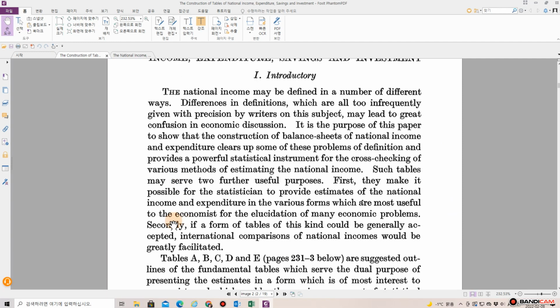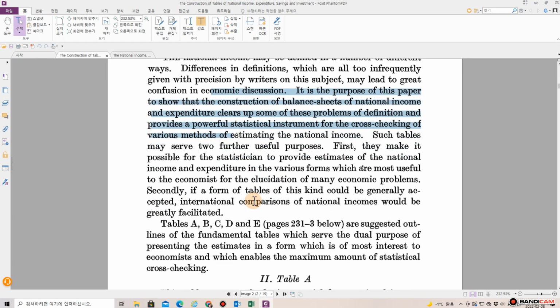Introductory. The national income may be defined in a number of different ways. Differences in definitions, which are all too infrequently given with precision by writers on this subject, may lead to great confusion in economic discussion. It is the purpose of this paper to show that the construction of balance sheets of national income and expenditure clears up some of these problems of definitions and provides a powerful statistical instrument for the cross-checking of various methods of estimating the national income.